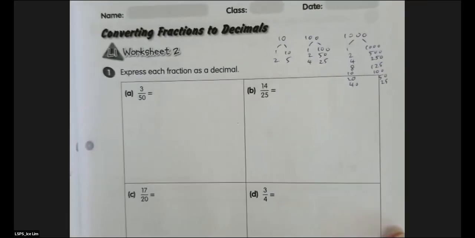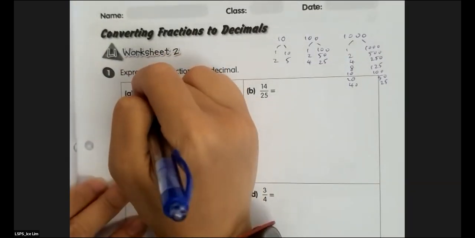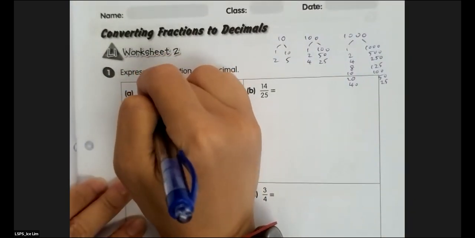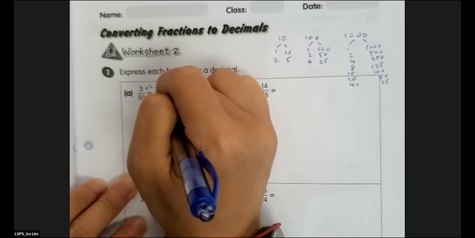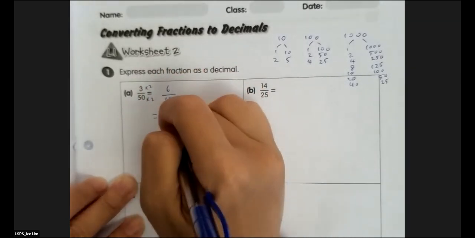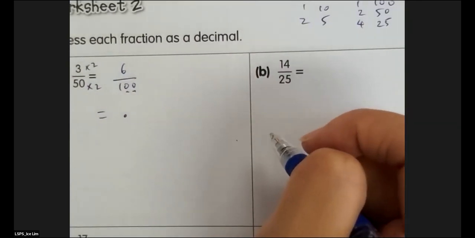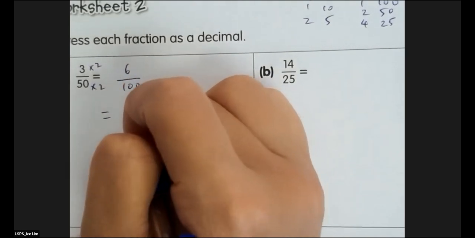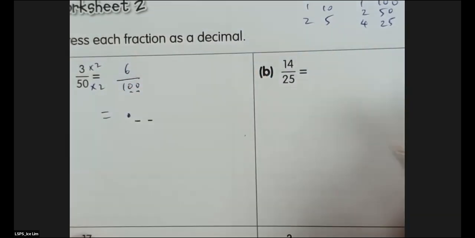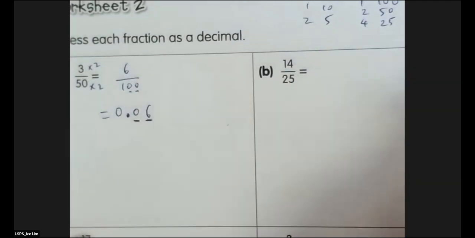So, looking at this one, I have 3 and 50. So, I can do times 2. That will get me 6 over 100. The number of zeros in the denominator tells me after the decimal point, how many spaces are there? There are 2 spaces, so I write 0.06.